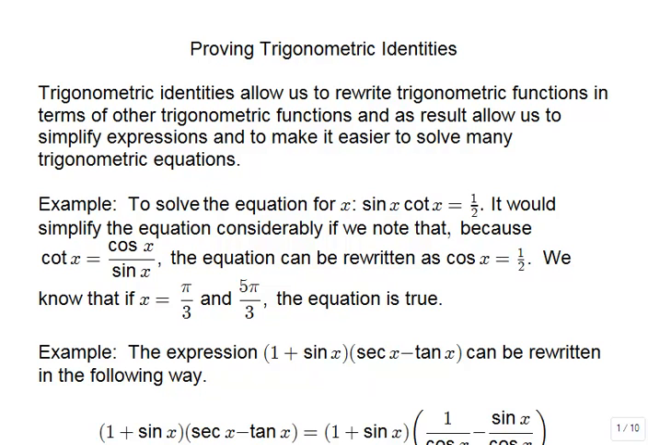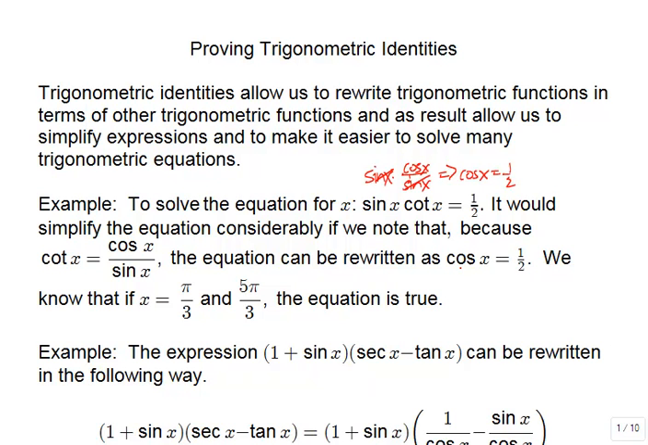For example, if we wanted to solve the following equation for x, sine x times cotangent of x equals a half, it would simplify the equation considerably if we note that because cotangent of x is cosine over sine, then when we do sine of x times cosine over sine, those sines are going to cancel out, giving us just cosine of x equaling a half.